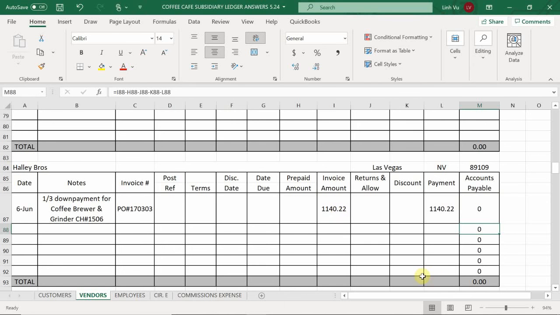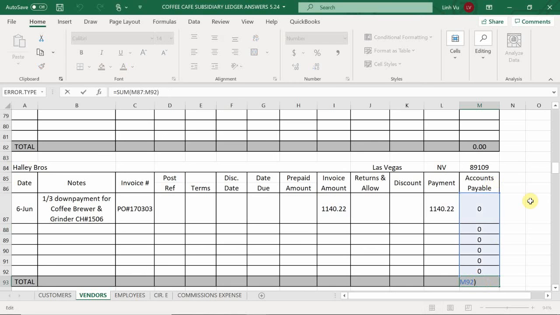And right here, once again, this cell basically is a sum of all of the bills that I will be collecting from Hallie Bros. I could just purchase one item from them, or I could purchase as many items from them. And this gives me a total of all of the invoices. So then that gives me a grand total of what I owe.